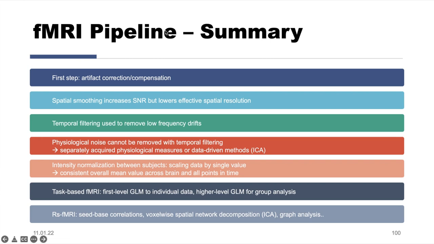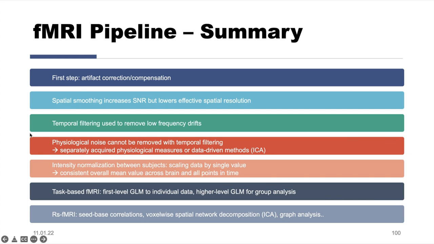Okay, so as a summary for the fMRI pipeline, we have artifact correction as the first step and compensation of artifacts. Then we can spatially smooth, but I haven't told you anything about that because we will focus on this in the second lecture. But if you have heard about it before, the smoothing increases the signal to noise ratio but lowers the effective spatial resolution.